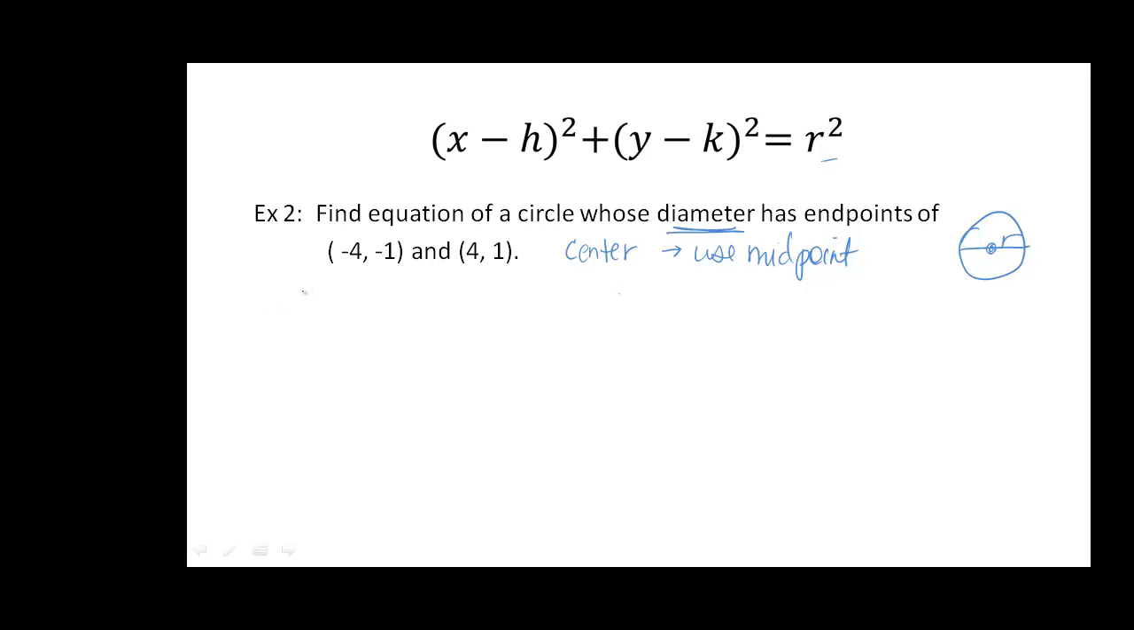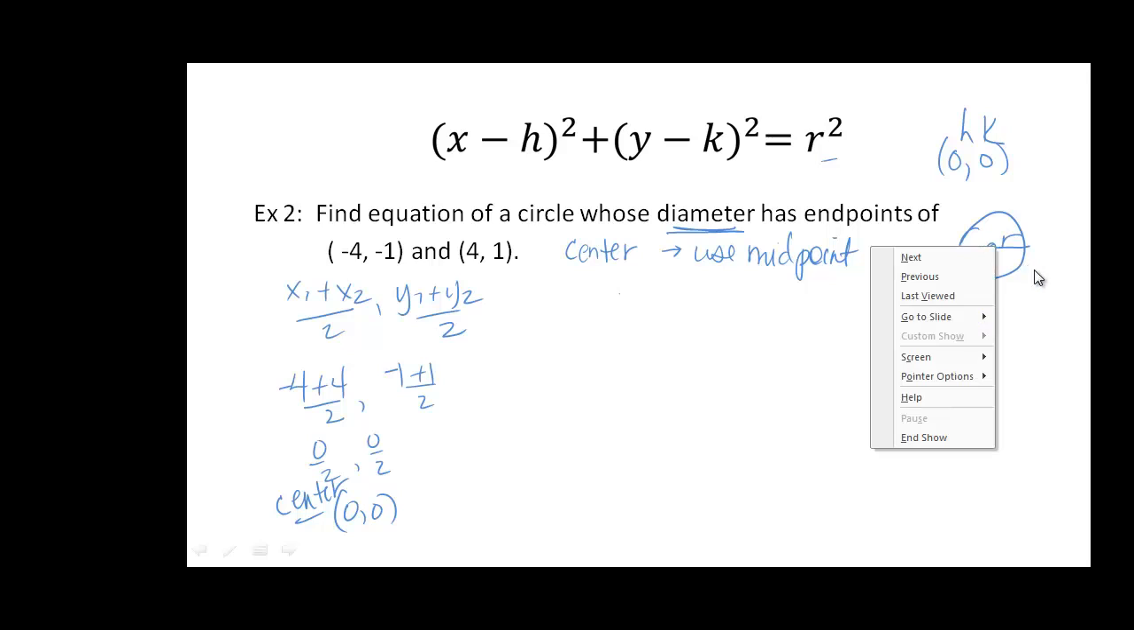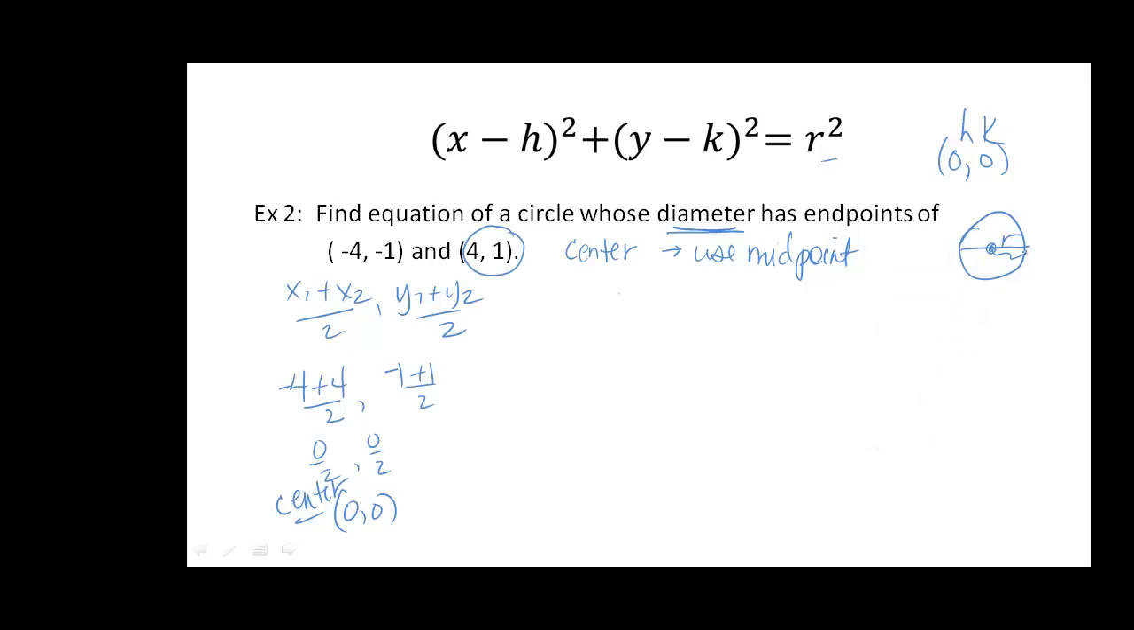Alright, so first, midpoint. If you recall, midpoint formula says this: (x1 plus x2) divided by 2, (y1 plus y2) divided by 2. Let's solve this out. -4 plus 4 divided by 2. -1 plus 1 divided by 2. 0 over 2, 0 over 2. That's just (0, 0). That is my center. Okay, if that's the center, so 0, 0 is my h and my k. Alright, I need to know what the radius is. So I need to know the distance between the center and the endpoint.